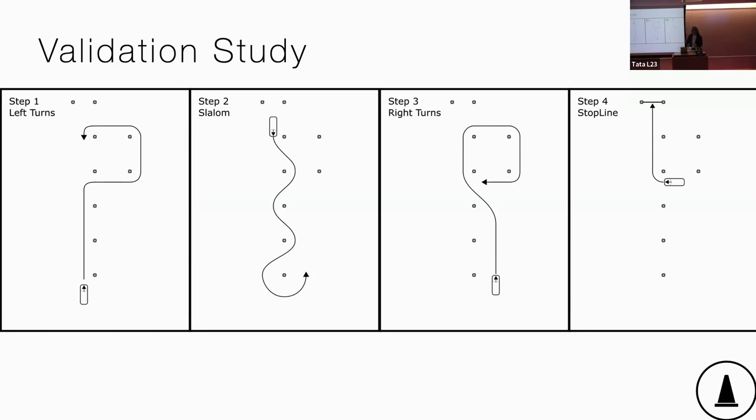And we would measure how good they are at driving through this. I'll talk about this in a little bit. All of these tasks were, of course, designed to be at low speeds. So we did not expect participants to drive much faster than maybe 10 miles an hour and sort of follow along the path, due to safety concerns.